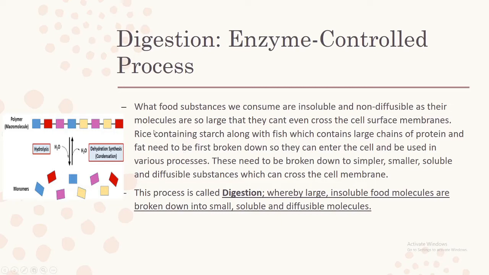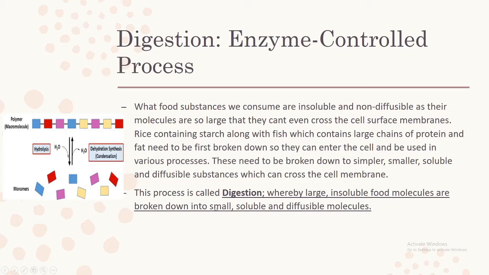It is that large. Rice containing starch along with fish, which contains large chains of proteins and fat, need to be broken down so they can enter the cell. For example, a person ate some fish with some rice. Now rice contains some starch and fish contains large chains of proteins and fats. Obviously that needs to be broken down so that they can enter the cell. They need to be broken down into simpler, smaller, soluble and diffusible substances which can cross the cell membrane.